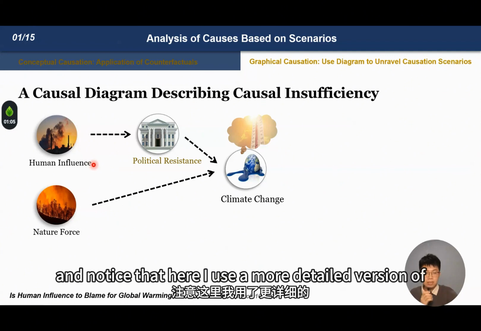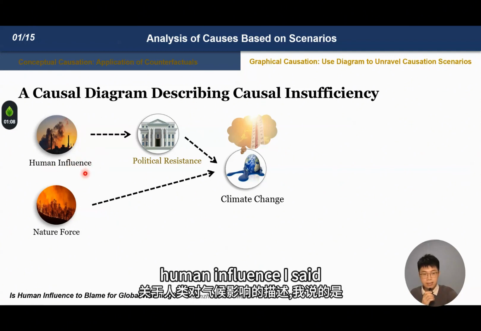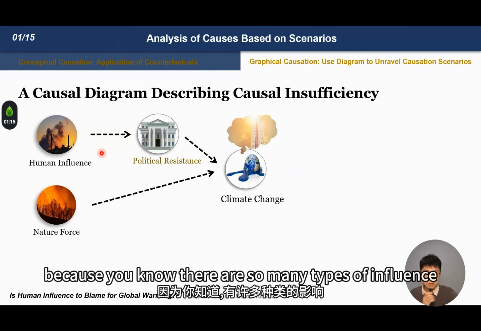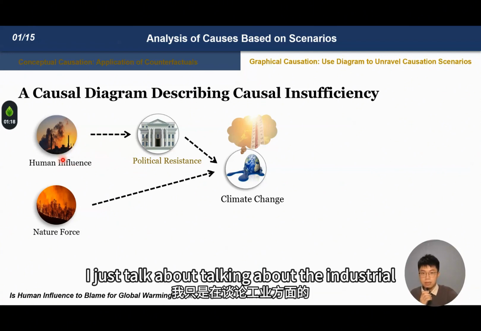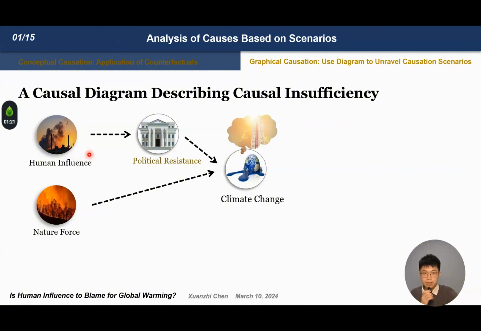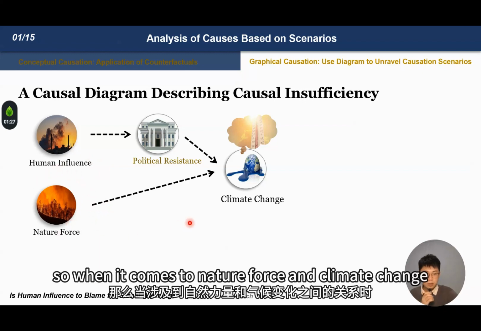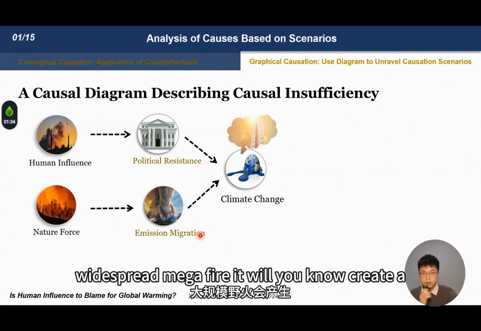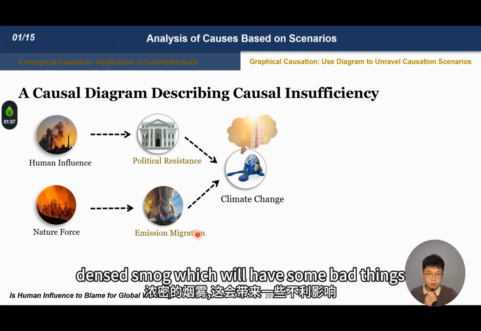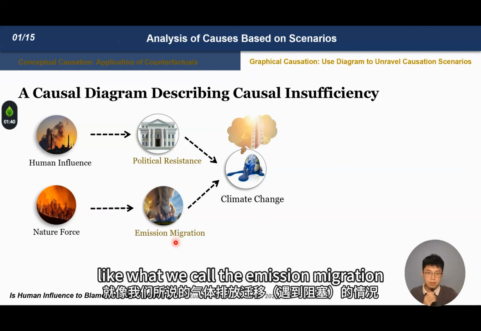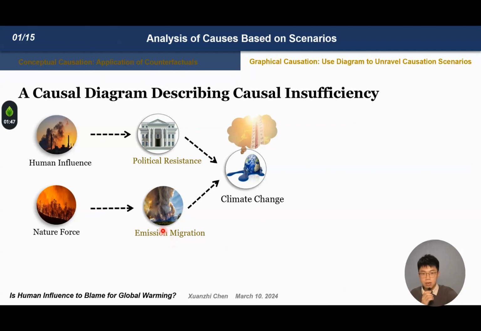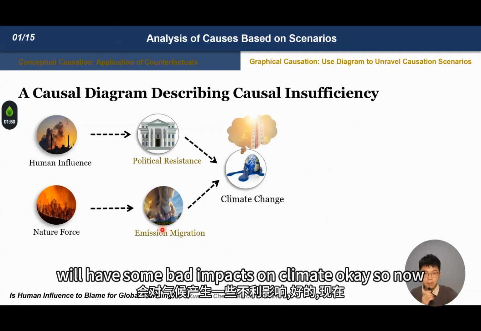And you'll notice that here I use a more detailed version of human influence. I say it is the industrial development because there are so many types of influence. I'm just talking about the industrial, because I want to put you into a more specific context. Okay, so when it comes to nature force and climate change, maybe we have something going like this. Take fire, widespread fire. It will create a dense smoke, which will have some bad things, like what we call the emission migration. It is something like an atmospheric circulation around our ecological system. It will have some bad impact on climate.